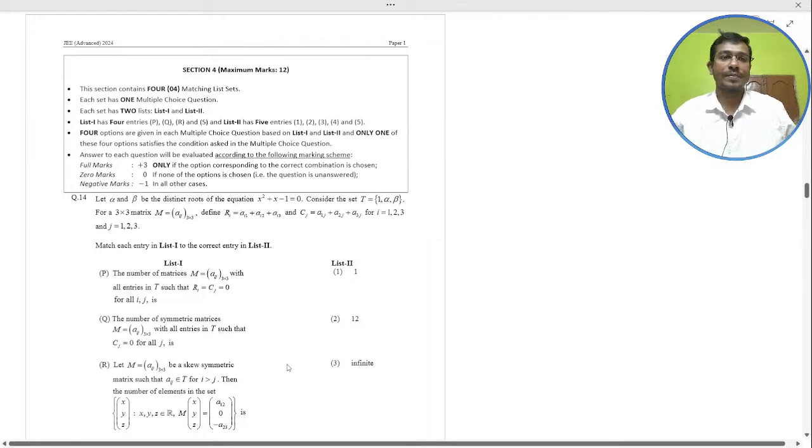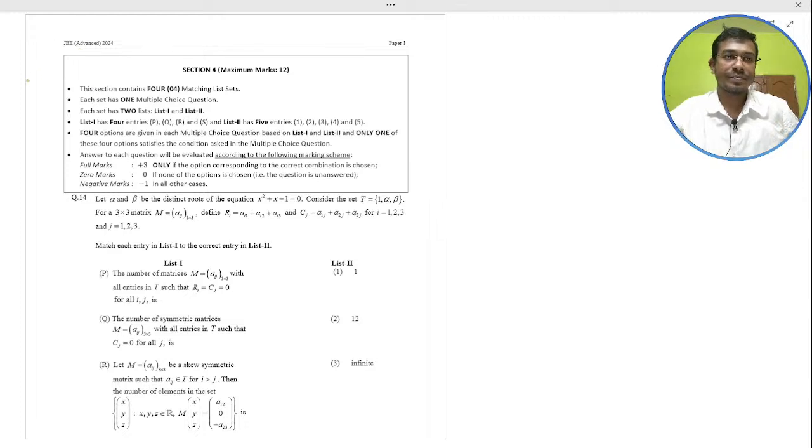Maximum marks 12. This is a matching question. Match. Okay, list type question, LTQ. Quite similar and simple. We just do one problem here.